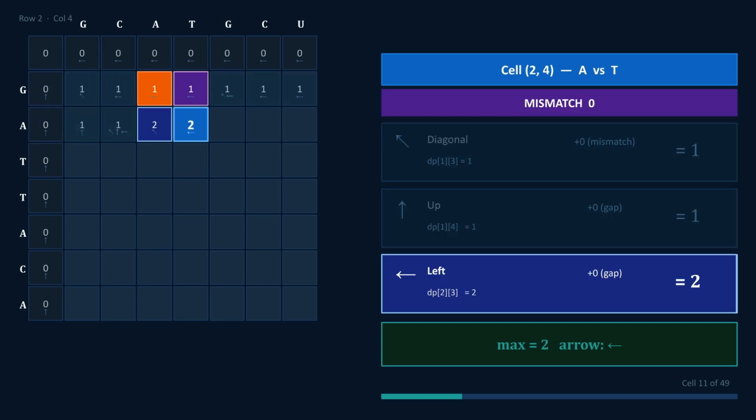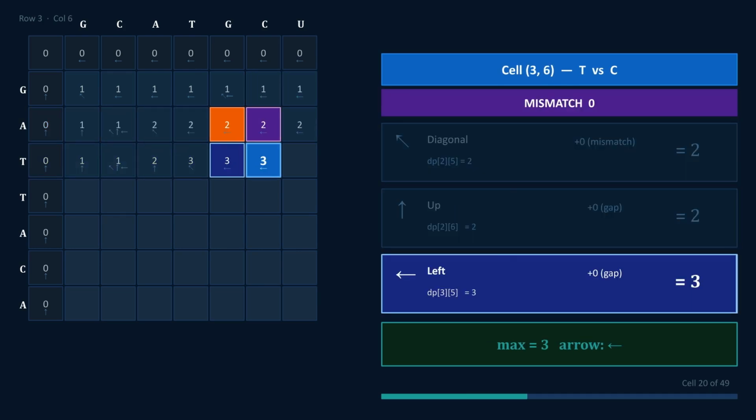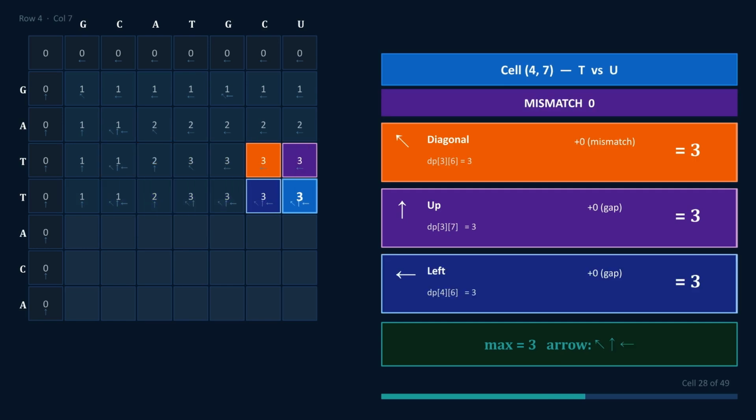Every cell picks up the best available value from its neighbors. Each row builds on the last. Matches push the score higher. Gaps carry the best score forward without losing ground.